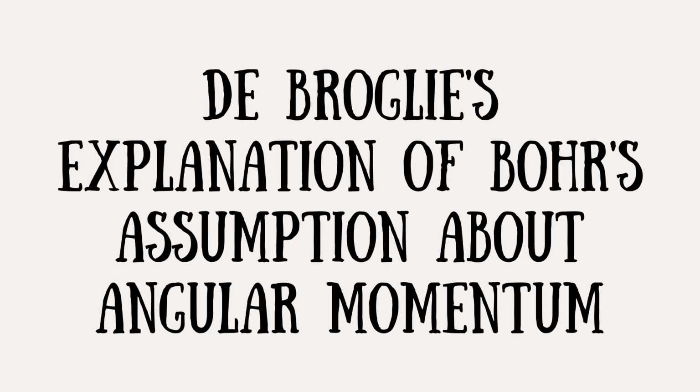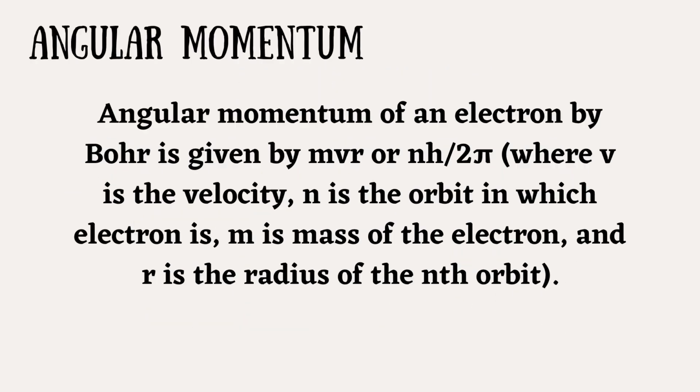Let's move on to the second topic, de Broglie's explanation of the quantization of angular momentum of the electron. But first, we will define what the angular momentum of an electron is. Angular momentum of an electron by Bohr is given by mvr equals nh over 2 pi, where v is the velocity, n is the orbit in which the electron is, m is the mass of the electron, and r is the radius of the nth orbit.